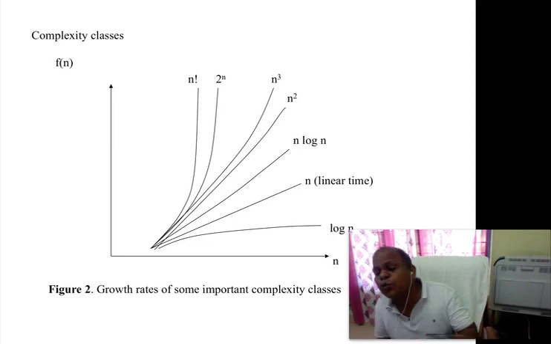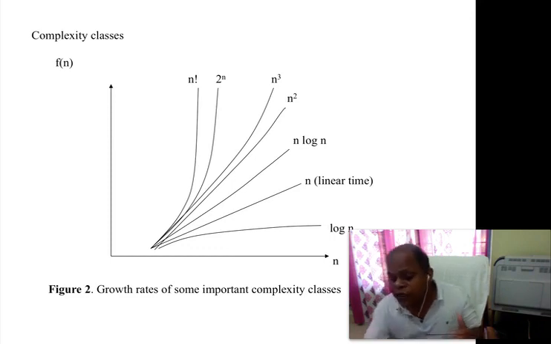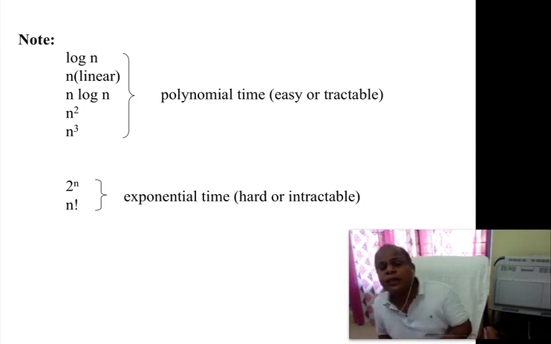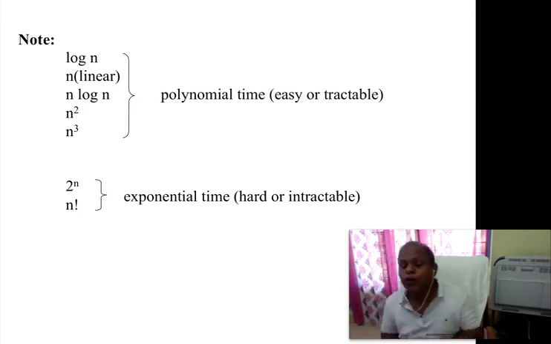All algorithms whose growth is of order n come under another class. Hence, they are the complexity classes. And remember that log n, n, n log n, n square, and n cube, all of these are polynomial time. The functions or algorithms whose growth is of this polynomial time are easily solvable by the computer, and they are called tractable.